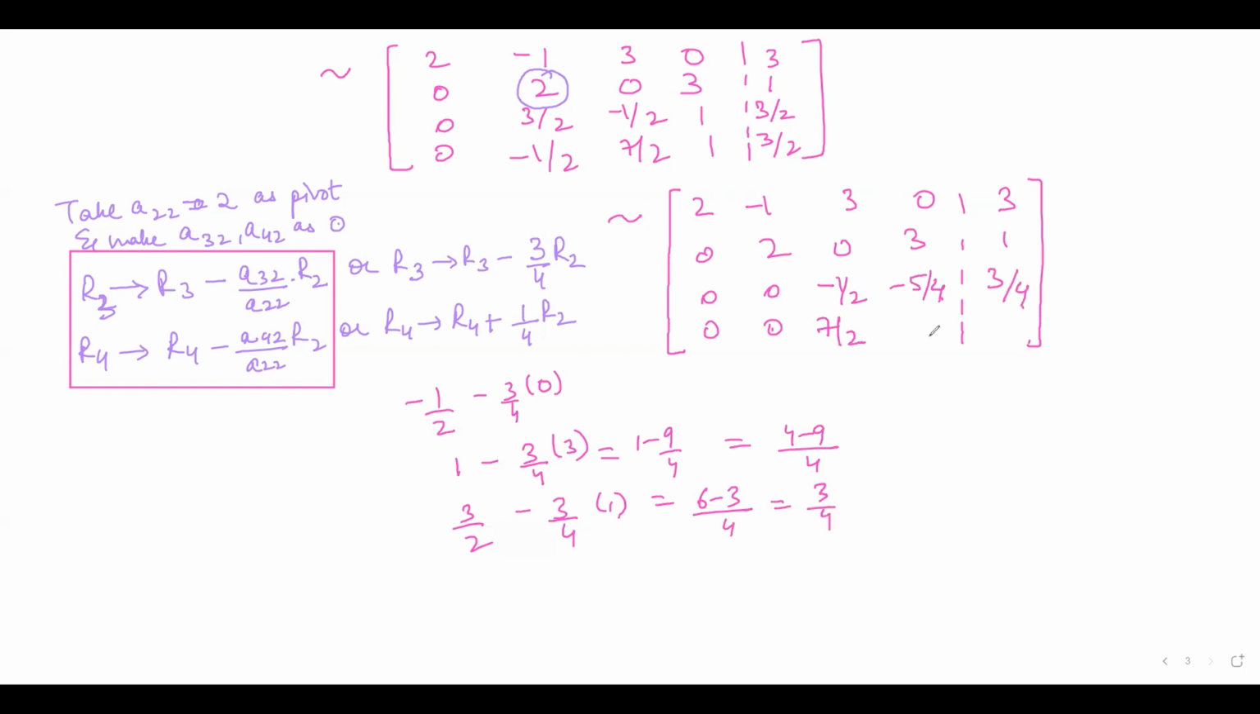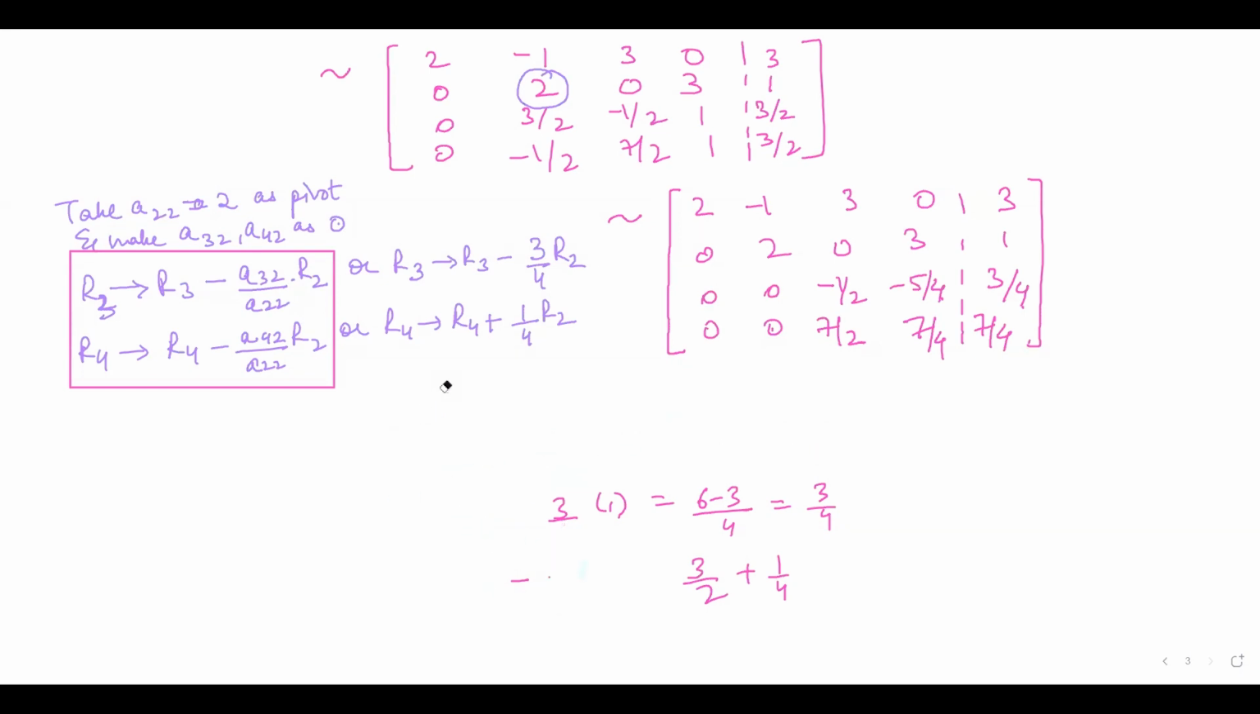Similarly, in the bottom, I'll be getting 1 minus, that's plus 1 by 4, sorry, into 3. So that becomes 7 by 4. And 3 by 2 plus 1 by 4. So that's again 7 by 4. So this is the matrix after all the calculations.